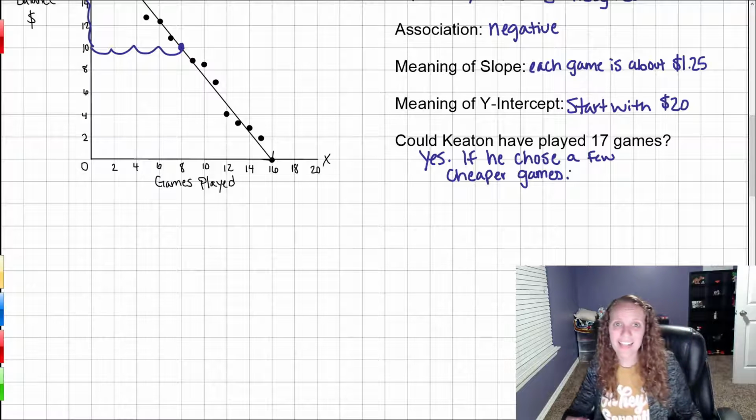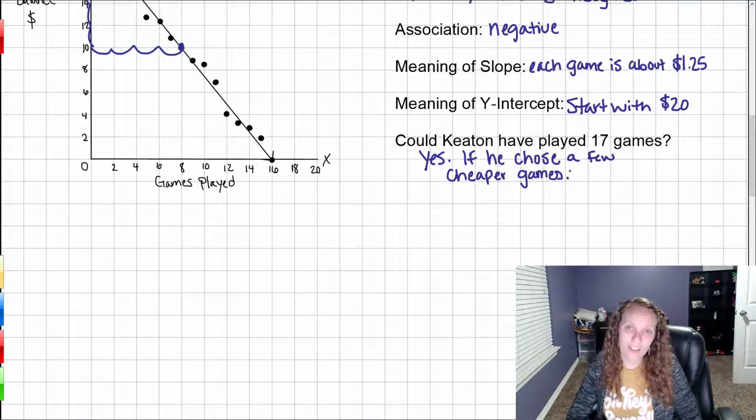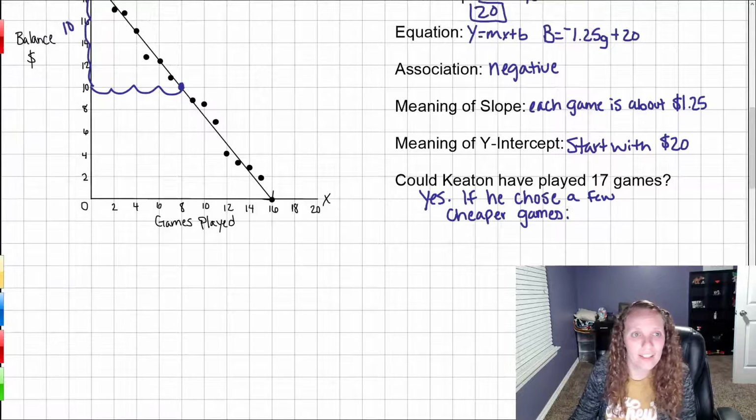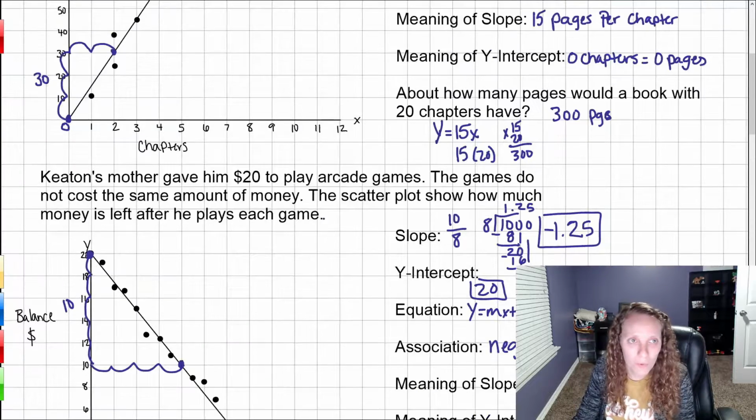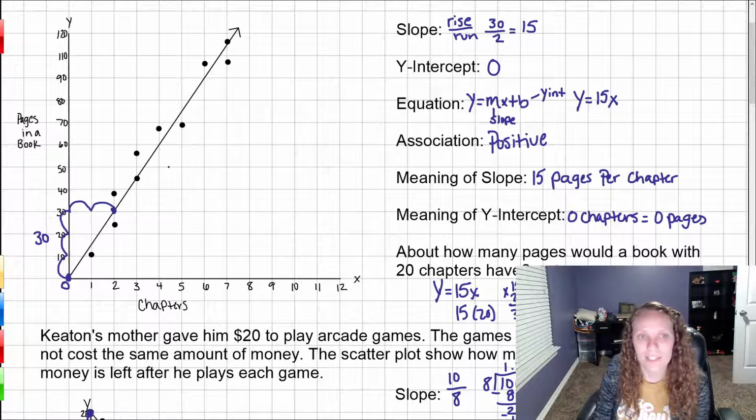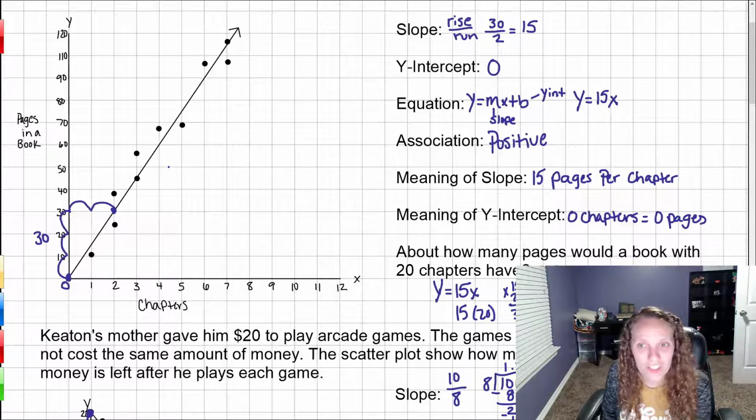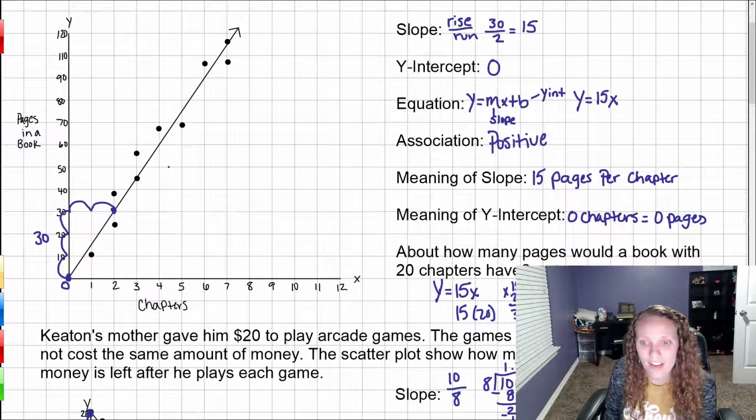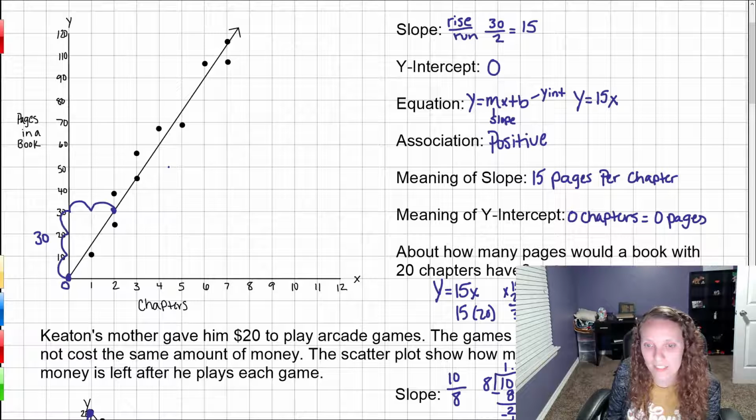Okay guys, that is scatter plots with a trend line. Remember, a trend line goes up through the center of the points as best as you can make it fit. It doesn't have to touch all the points. We can write an equation based on our trend line and then make some generalizations about what's happening to the data and predict for a future number.